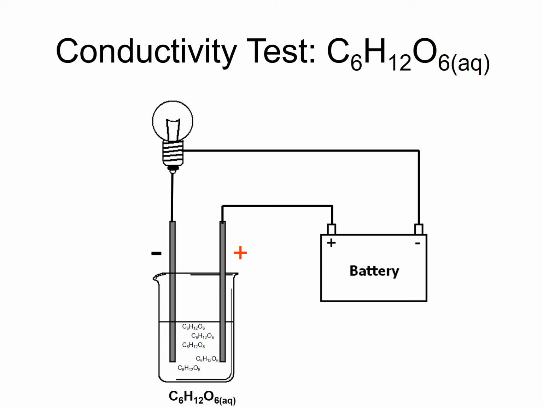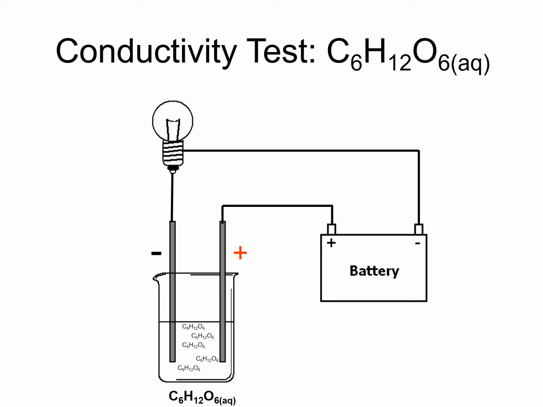Let's take a look at a different situation. We've got the same experimental setup here. As you can see, a light bulb, battery, wires, and 2 electrodes, and the electrodes are negatively and positively charged in just the way they were before. But what is different is that in this case, the solute is not sodium chloride. The solute is C6H12O6. That's the chemical formula for glucose.